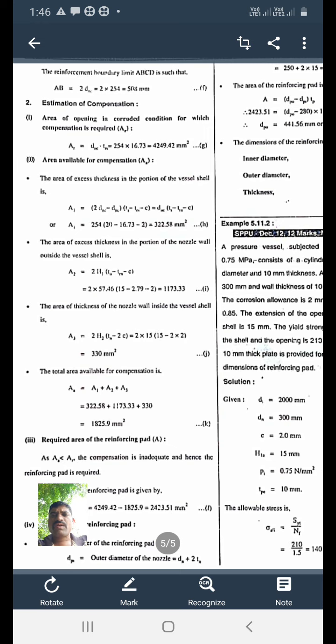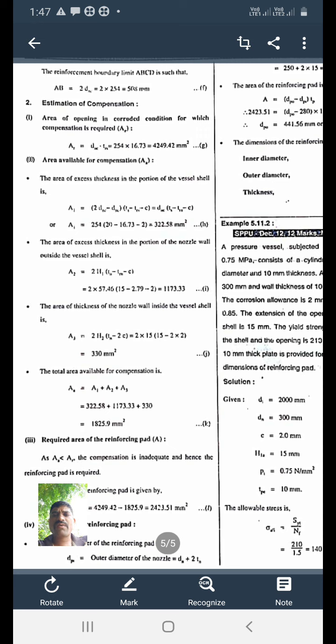we want to calculate area of opening in corroded condition, for which compensation is required. AR is equal to DNC into TNC. Okay, you will get the 4249.42 mm square.